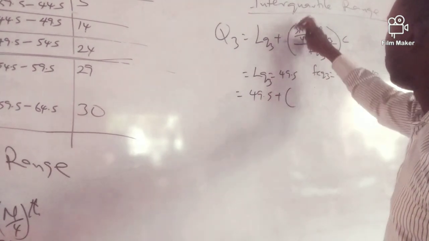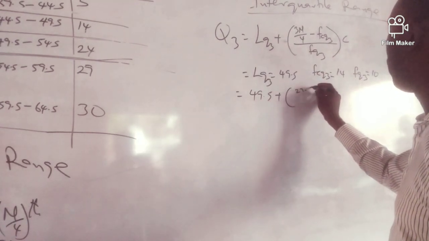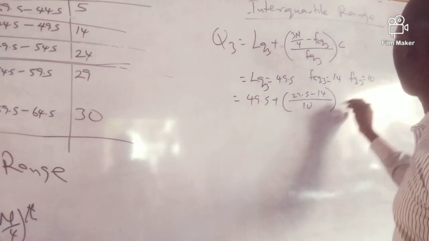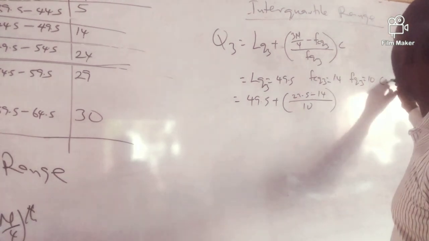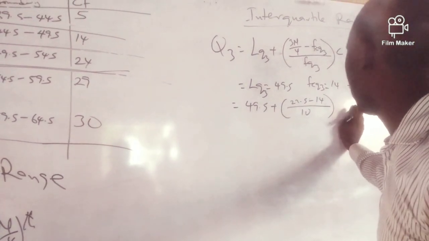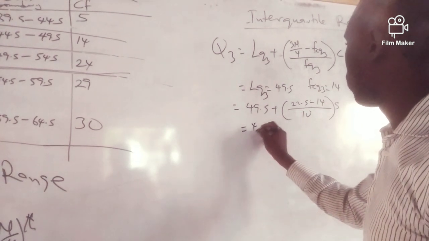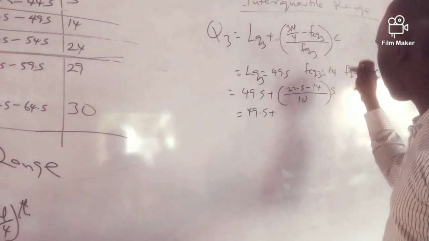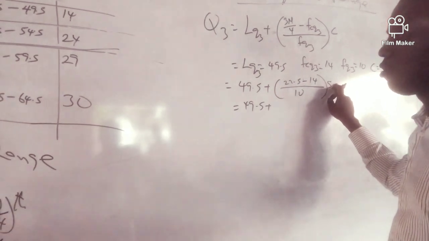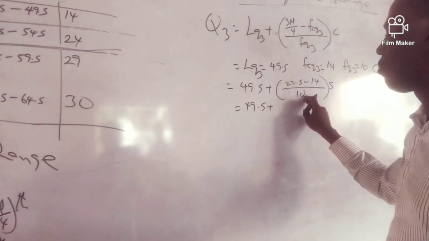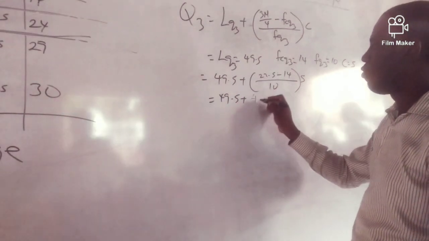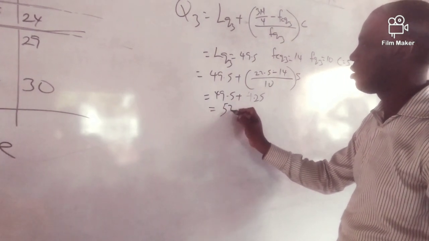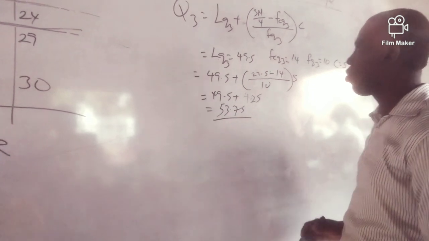So we have 49.5 plus 22.5, which we got before, minus 14, over 10, times your C, which is 5, the difference in your class boundary. So 49.5 plus 8.5 times 5 over 10, that's 4.25. And when you add, you have 53.75 as the upper quartile.